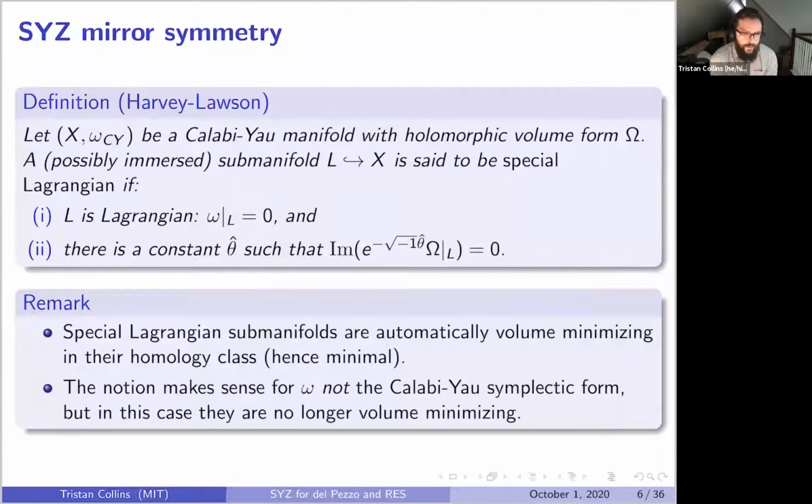And it's important to note that this definition also makes sense if we don't assume that the symplectic form is the Calabi-Yau symplectic form. But in that case, the differential geometric application of these manifolds, which is that they're volume minimizing, is no longer true, because there's no connection between the symplectic form and the Riemannian metric and the holomorphic volume form. So this minimality depends crucially on the symplectic form being Calabi-Yau.